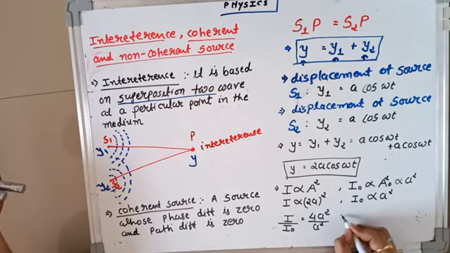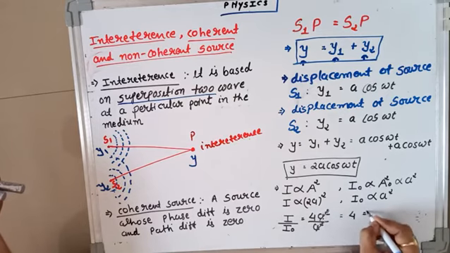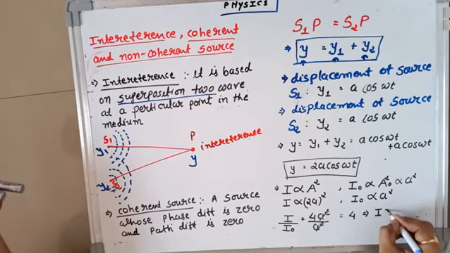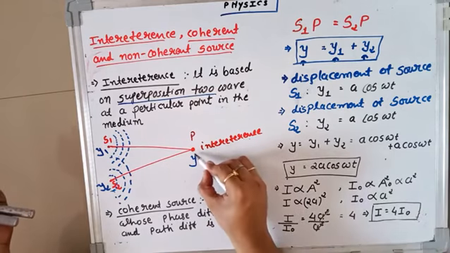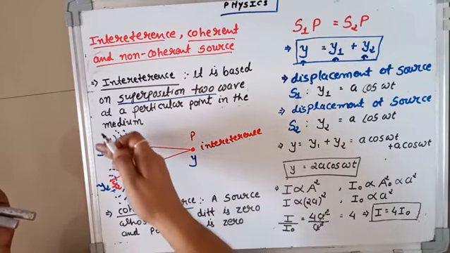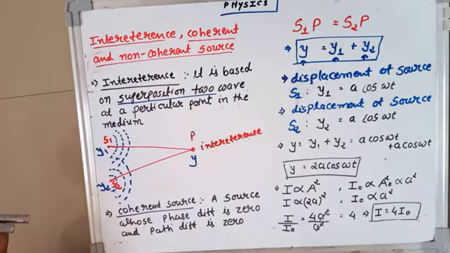A square cancels, so it is 4, and here I is equal to 4I0. Yes, the final intensity is 4 times the initial intensity. So I is equal to 4I0. It means the final interference intensity is greater than that of S1 and S2, and it is 4 times the initial intensity.